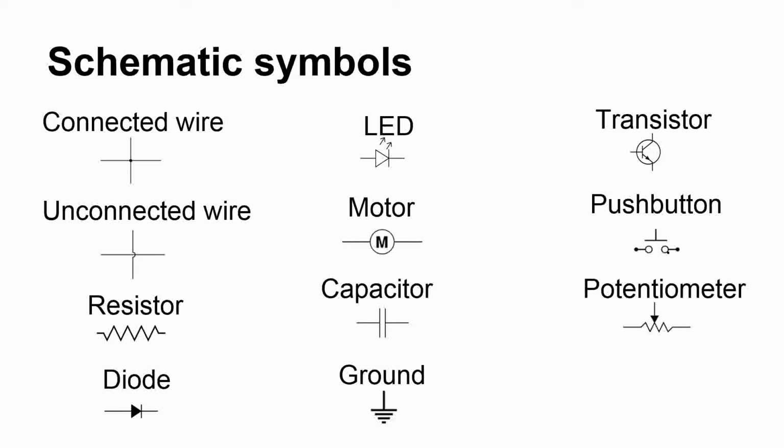Potentiometer, so it looks like a resistor, but you have this arrow pointing down, and as I explained earlier in the video about components, this is a variable resistor, so you can adjust the amount of resistance with this component, usually with some type of knob, and that's what this arrow is indicating, that there's variation in that resistor. Then finally, battery or a power source.